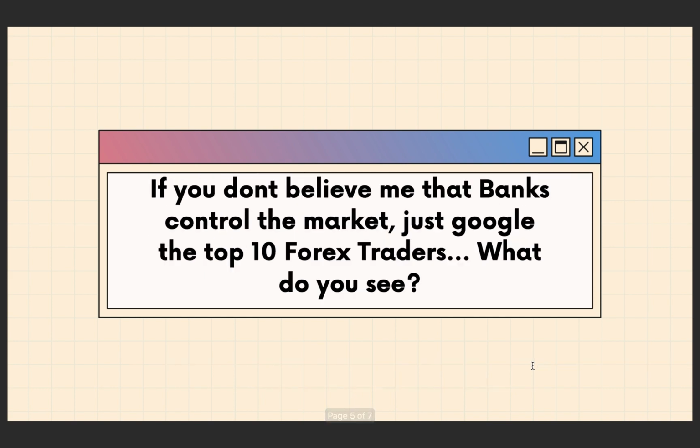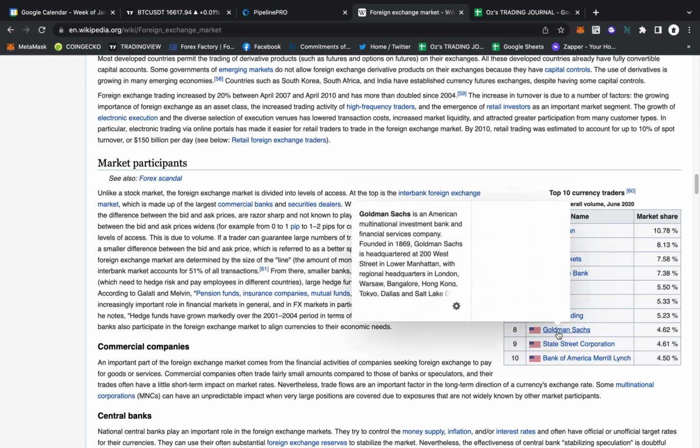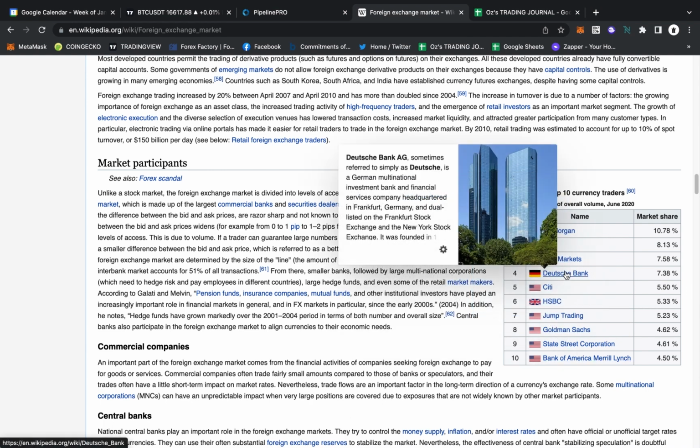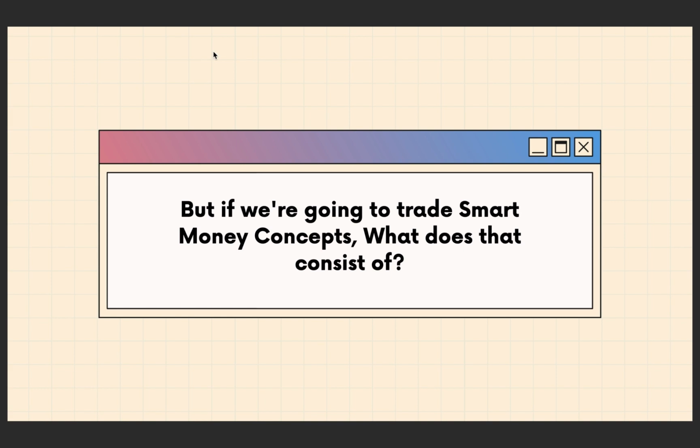If you don't believe me that banks control the market, just Google the top 10 Forex traders and tell me what you see. And just in case you don't do that, I already have it pulled up right here, as you can see over here, the top 10 currency traders. This is as of June 2020, but I'm sure at least some of these guys are still up here. You got Merrill Lynch, Goldman Sachs, Deutsche Bank, however you say that, JP Morgan. A lot of these are banks, right? So proof is in the pudding right there, guys. JP Morgan owns 10% of the entire market. That is crazy.